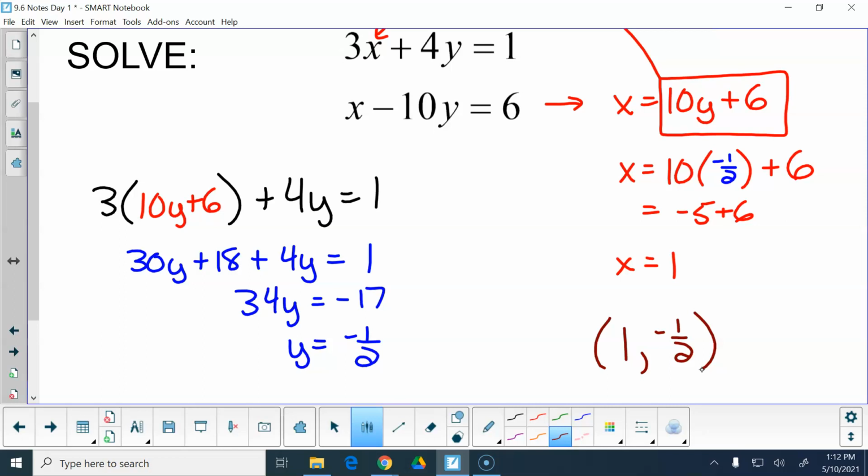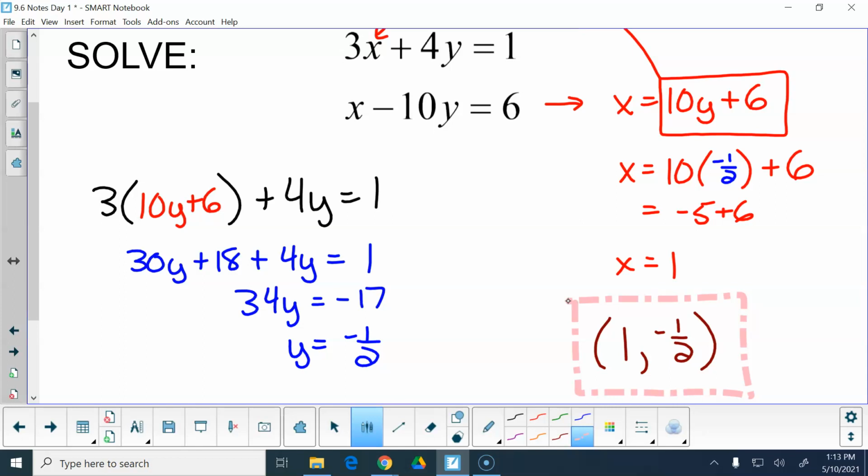Put those back in the original equations. 3 times 1 is 3, negative 1/2 times 4 is negative 2, and 3 plus negative 2 is 1. Checks out in the first one. In the second, 1 minus negative 1/2 times 10, which is negative 5, so 1 minus negative 5 is 6. Checks out in both equations. Now I can circle it, box it, whatever you do.